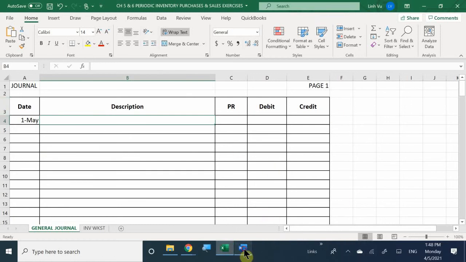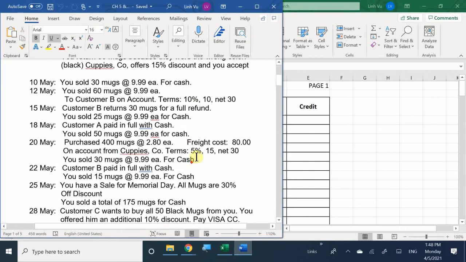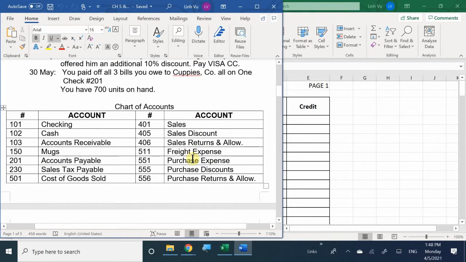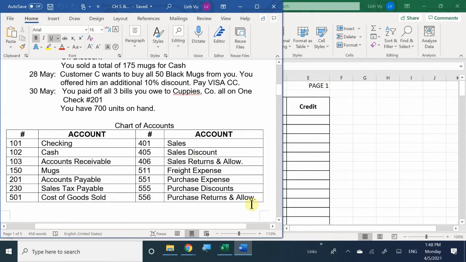Okay. First things first is we need to look at what available accounts we have under our chart of accounts. So let's take a look. Do we have what we need? Yes, 551 would be purchase expense. Good. And then accounts payable 201. Accounts payable 201. Okay.